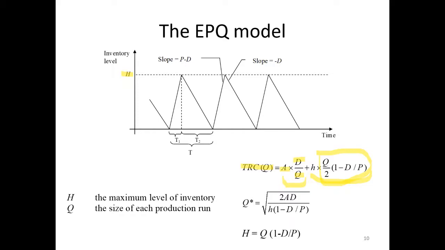Now, as you can see, the model has the same structure as the EOQ model, except for this factor, which is 1 minus D over P. Therefore, the calculations will be almost the same, except that the value of Q star now is going to be the square root of 2AD over H, but H is multiplied by 1 minus D over P. And that's basically how the value of Q star is calculated using the EPQ model.